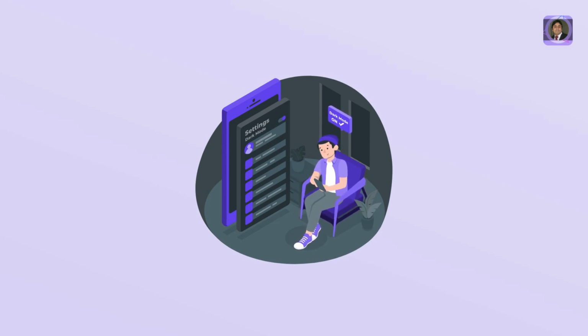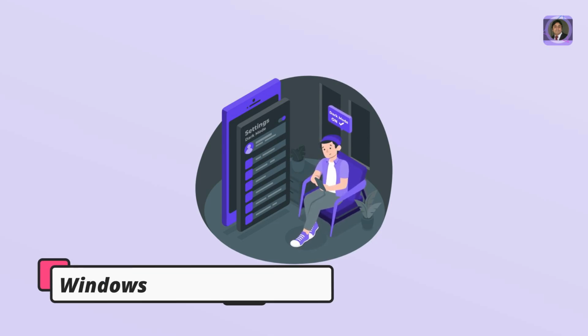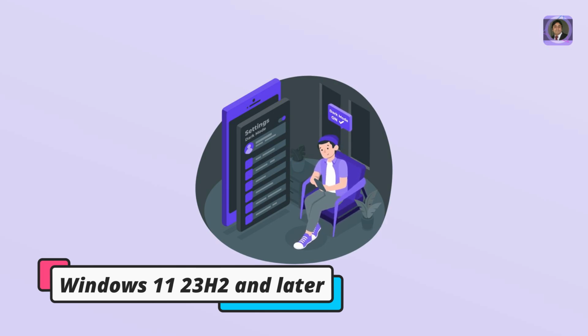Dynamic lighting is a feature that's available for users running Windows 11 version 23H2 and later. To enable and use this feature, make sure your device is equipped with compatible hardware, like RGB-enabled keyboards and mice, and that your firmware drivers are up to date.